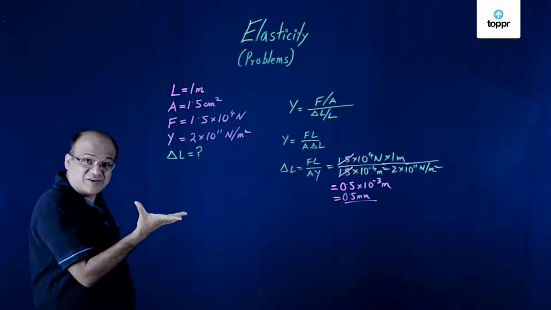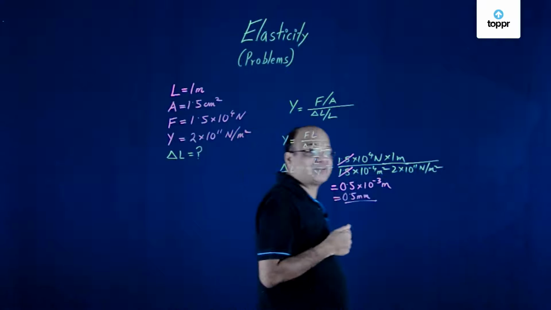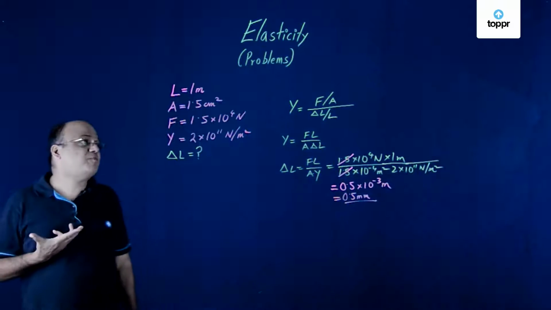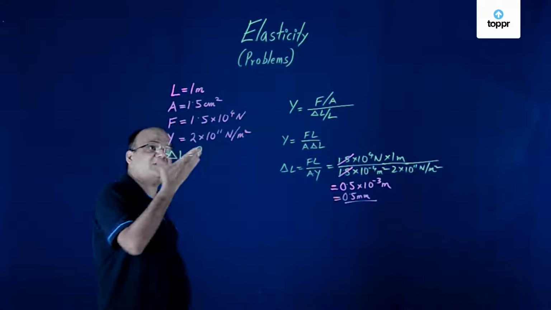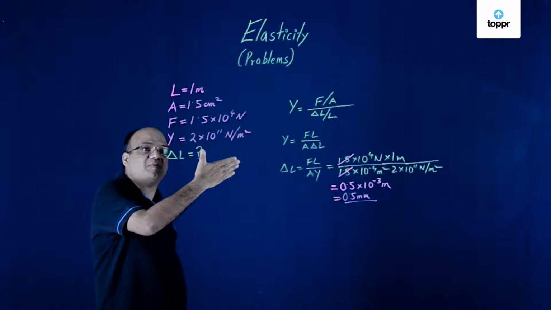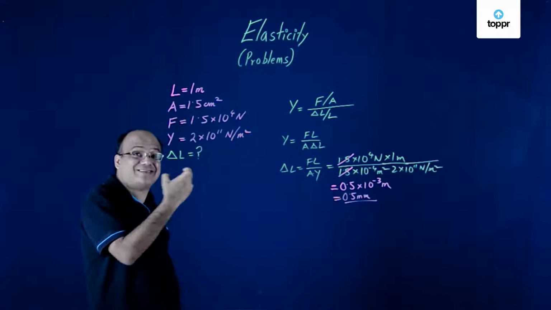Length of the rod was given 1 meter. Area of cross section was 1.5 centimeter square. The force applied on it was 1.5 into 10 to the power 4 Newton. The Young's modulus was given as 2 into 10 to the power 11 Newton per meter square. We have to find the extension delta L.